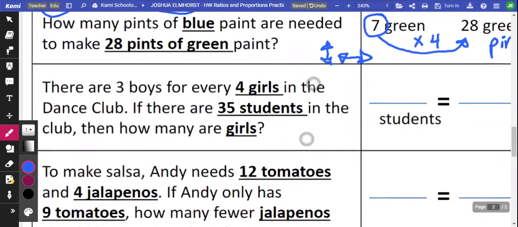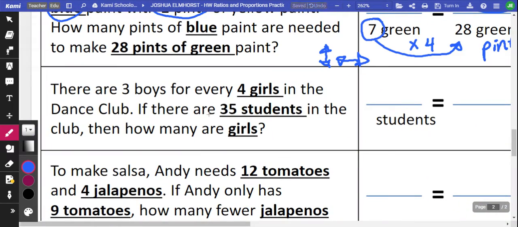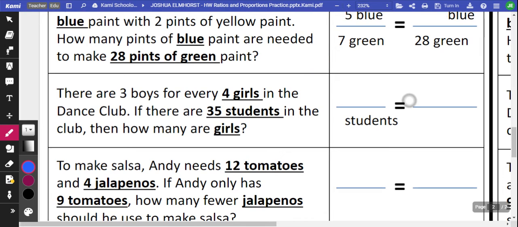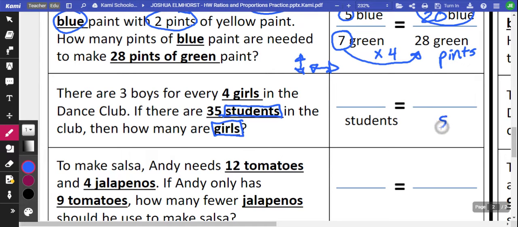So there's 3 boys and 4 girls in the dance club. If there's 35 students, how many are girls? So setting up the ratios, we're asking about students and girls. And it's saying there's 4 girls, and then 35 students is the question.